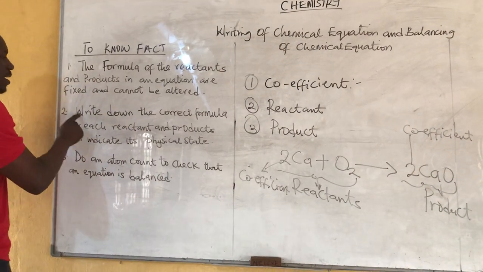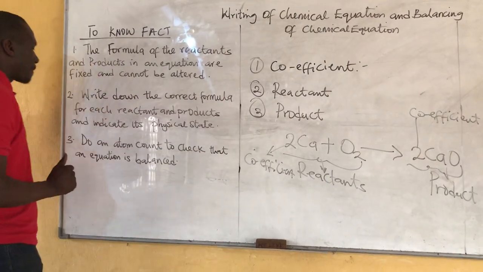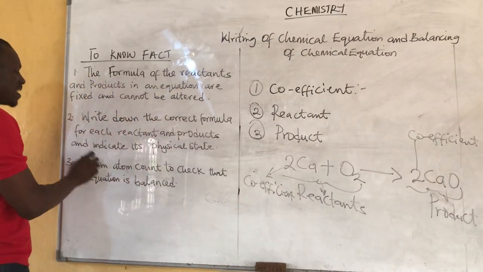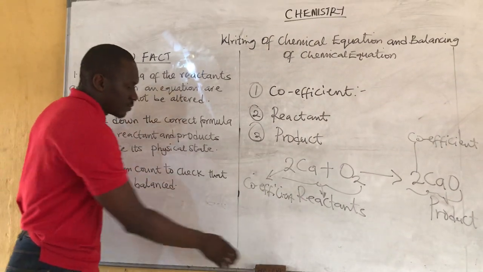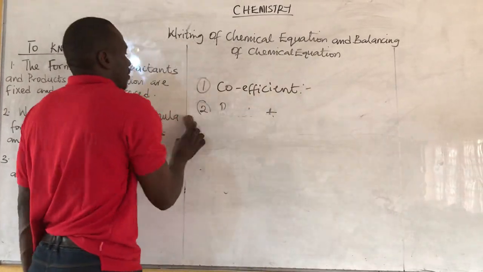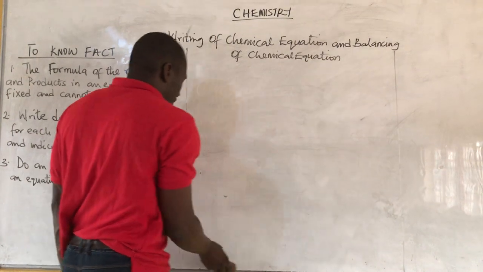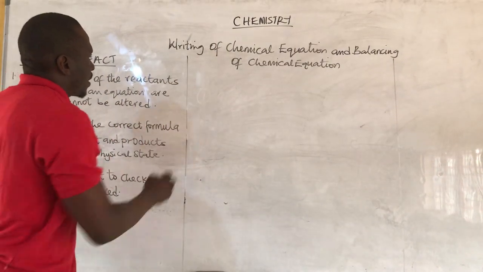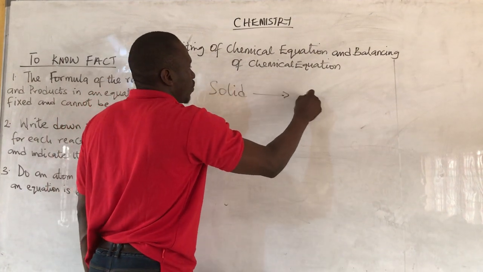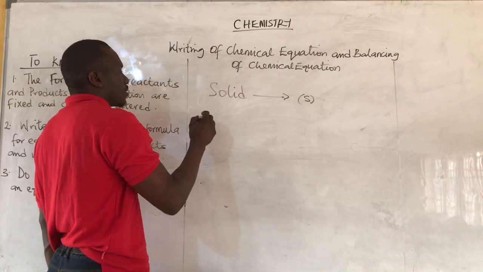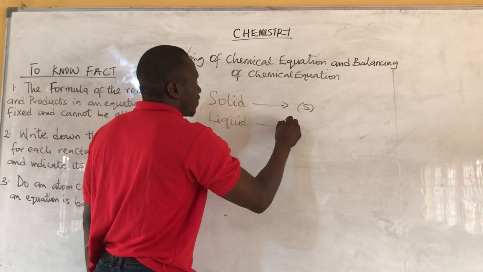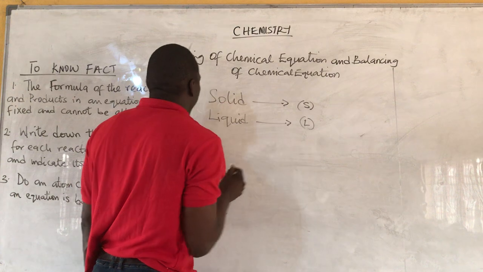Number two, write down the correct formula for each reactant and product and indicate its physical state. I want to dwell a little bit on this. Indicate the physical states. We have various states. We have the solid, which is represented with S in brackets. We have the liquid, which is represented with L in brackets.